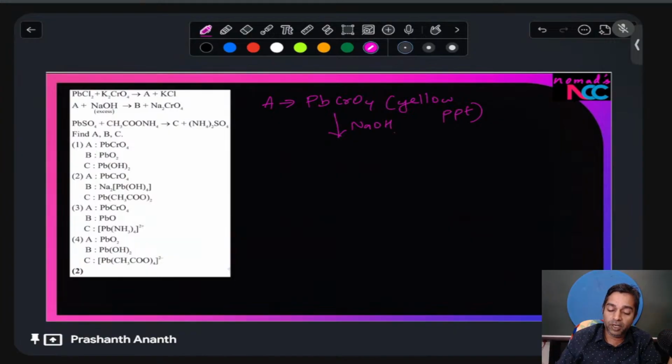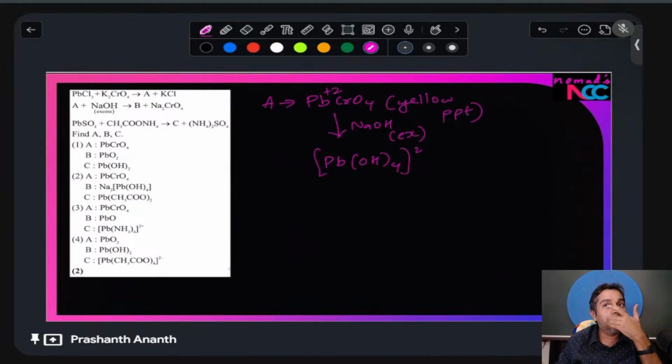But when you hit it with excess sodium hydroxide, lead, especially in the +2 oxidation state, is an amphoteric system. It is amphoteric, so it will dissolve to form [Pb(OH)4]2-. This is the complex which is formed over here, and it will dissolve. Okay, next up we have a separate reaction given over here.